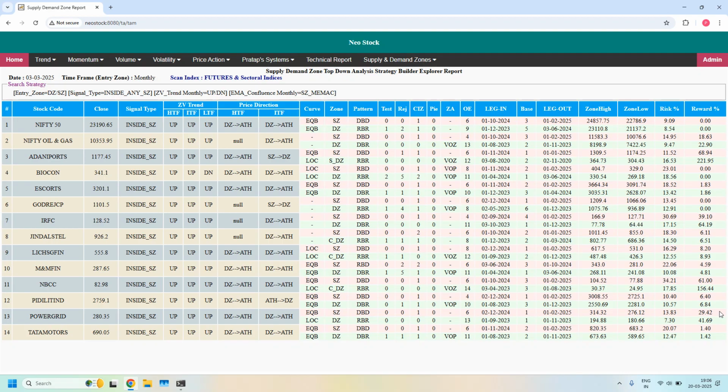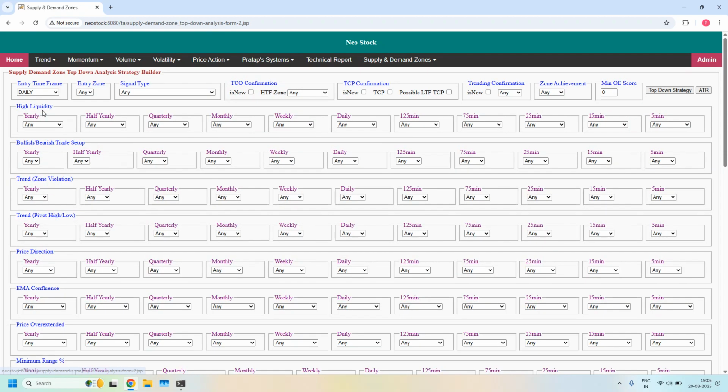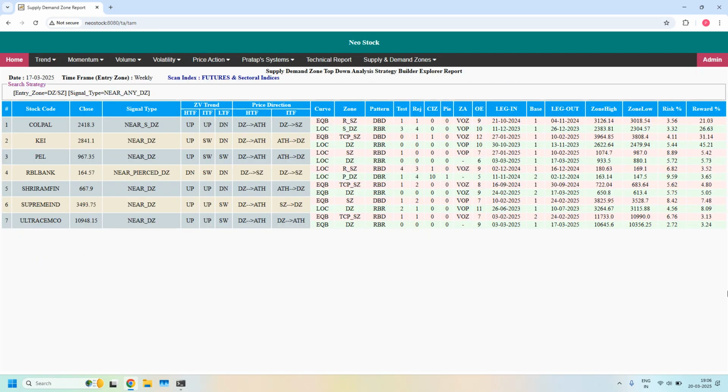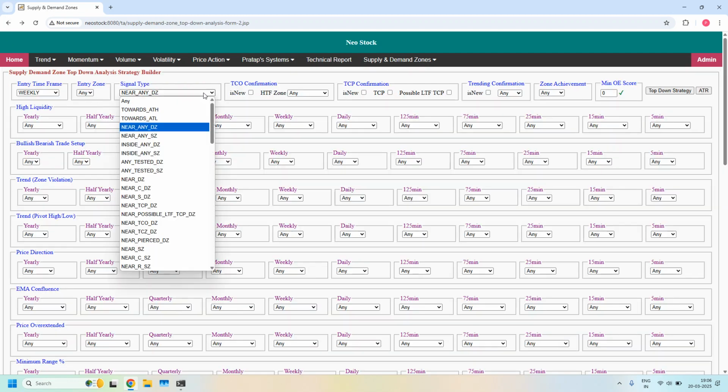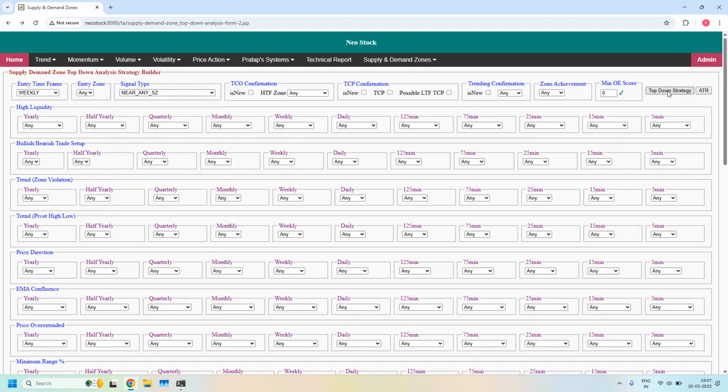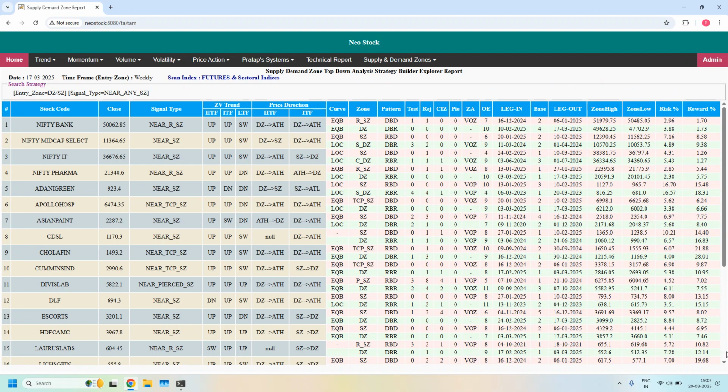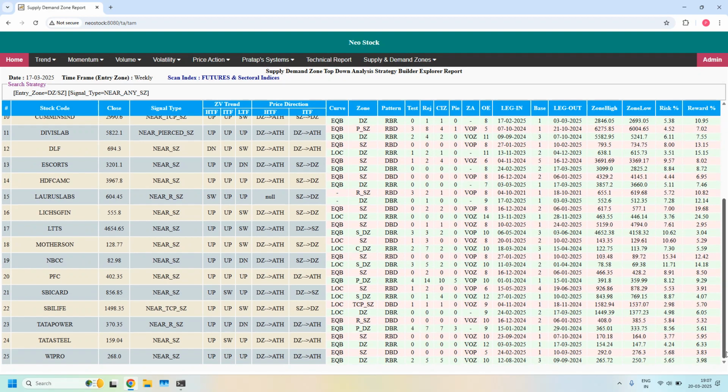Next, we will look into the weekly time frame. Stocks near the weekly demand zone, we got 7 stocks. Next, weekly stocks near the weekly supply zone. First 15 stocks in the list. Scrolling the list down, so total 25 stocks are filtered.